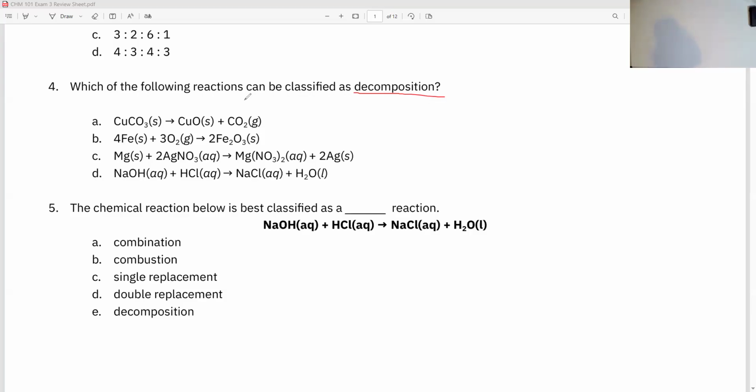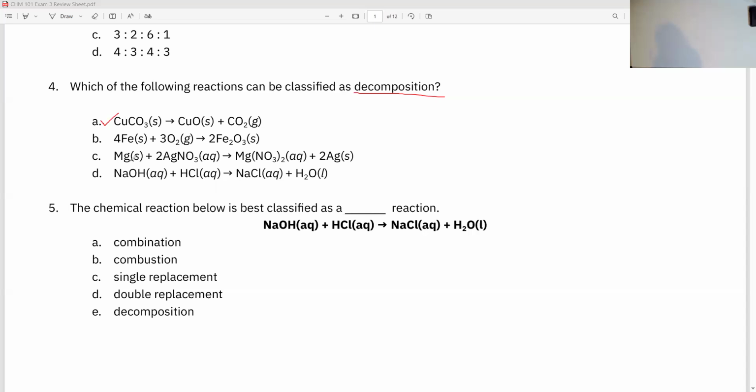Okay. So as we go through these, we see that for choice A, we start with CuCO3. That's one formula unit of this. And it breaks up into two different substances. So we have one thing here that breaks up into two things. That's the definition of decomposition. Okay. Our second example, part B, we have two things that are smaller that combine together into one larger thing. That's going to be classified as a combination reaction.